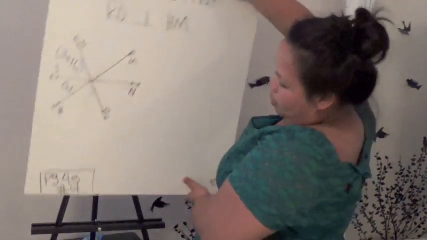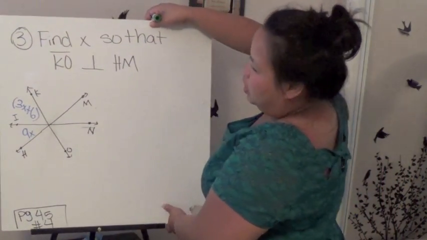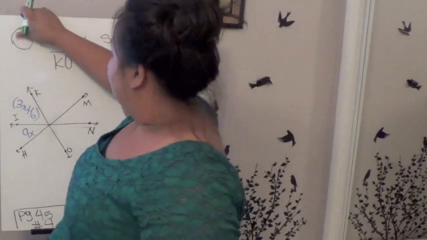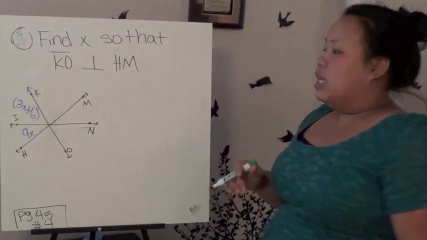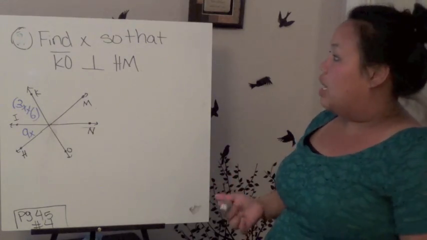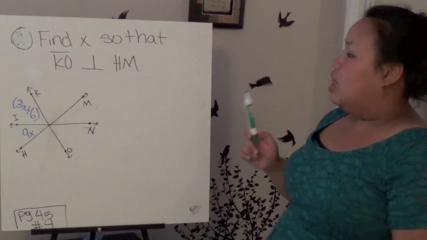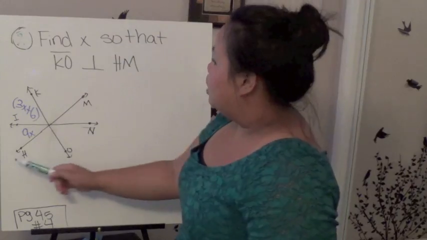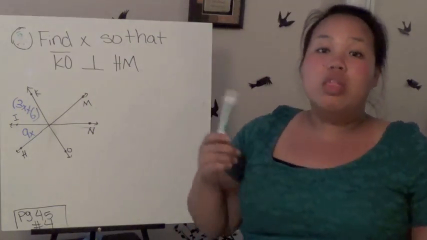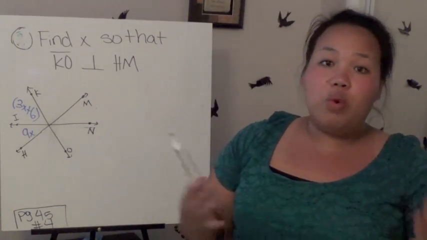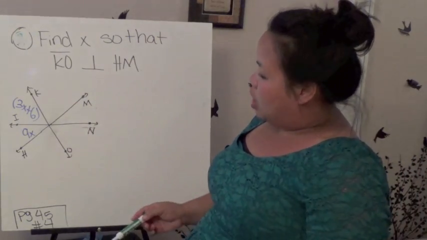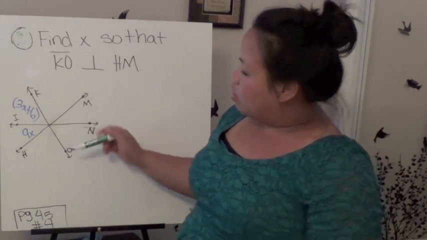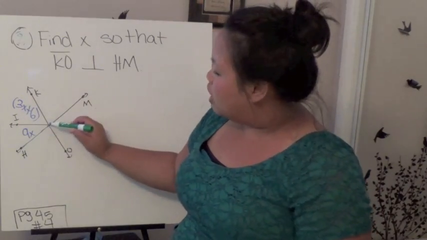Our last example, and that was only example 1, and we just skipped to example 3 for some reason. I'm going to change that. Our last example requires a little bit of math, and it says find x so that line KO and HM are perpendicular. Sometimes the book or the problems you have will give you a lot more information than needed. This right here gave me so many of these angles and so many of the lines, but the only thing I need to focus on is this.